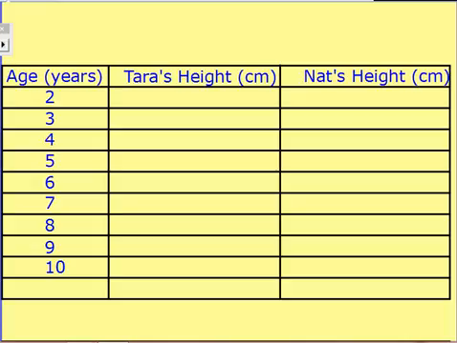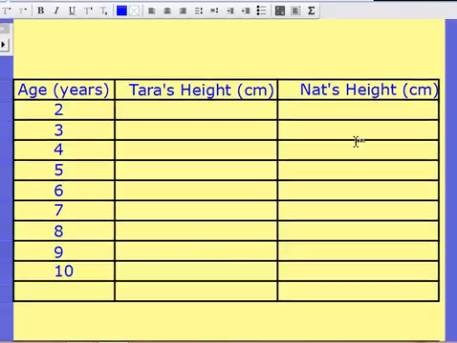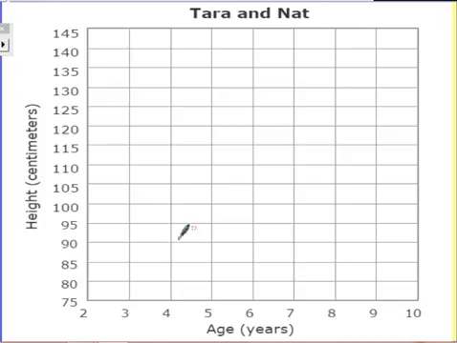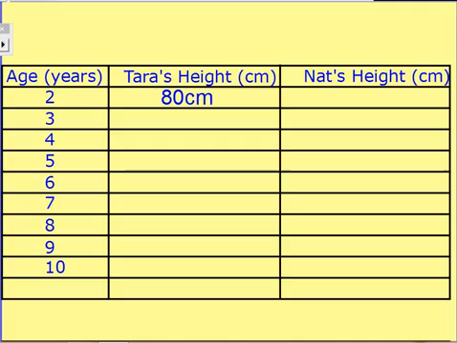So let's look at what information we know about Tara. Tara was 80 centimeters when she was 2 years old. She grew at a steady rate until she was 10 years old. So let's fill in our table and fill in 80 centimeters. And I'm also going to fill in my graph and just mark with a dot Tara, and I'm going to make her red.